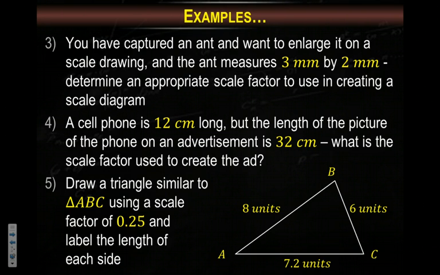A cell phone is 12 centimeters long. But you would see a picture on the side of a building of a cell phone. And in the picture, the cell phone is 32 centimeters. You take out your ruler and you measure the picture. What's the scale factor? Well, the drawing is 32. The actual phone is 12. So it's a ratio of 32 to 12.